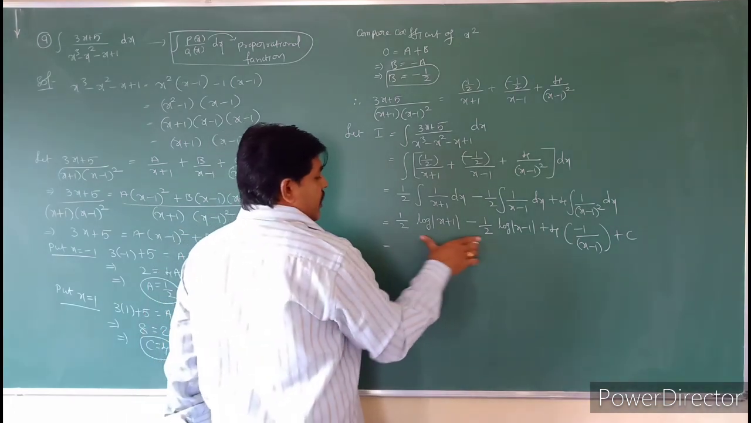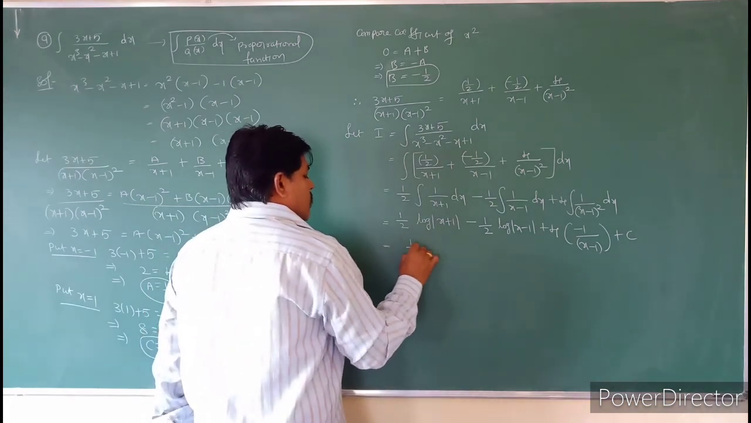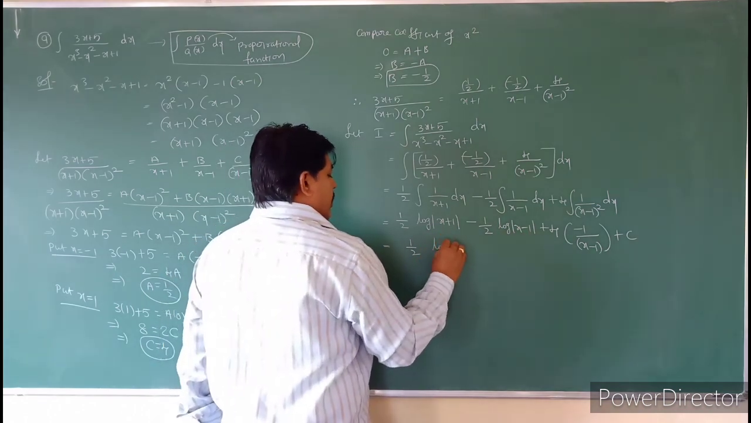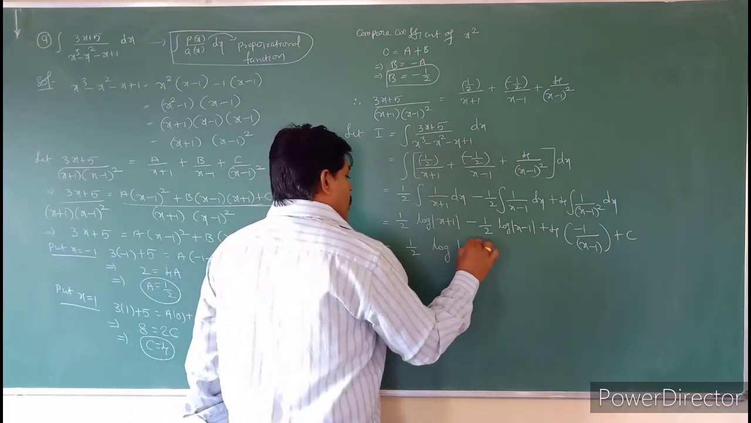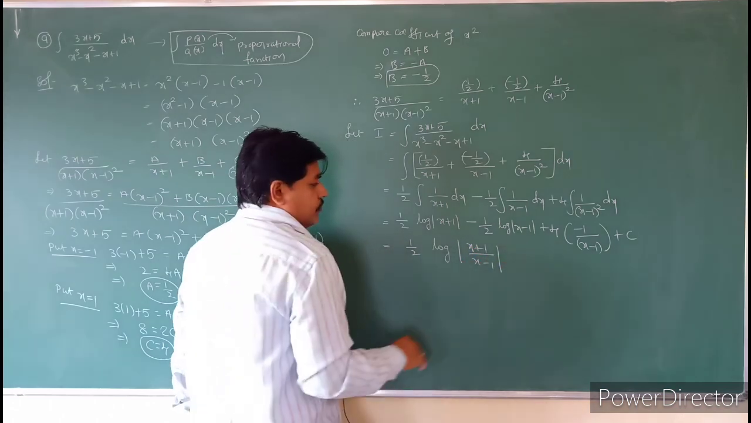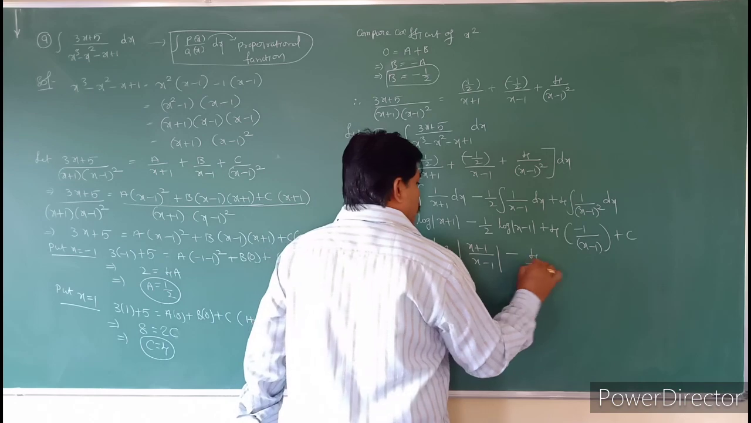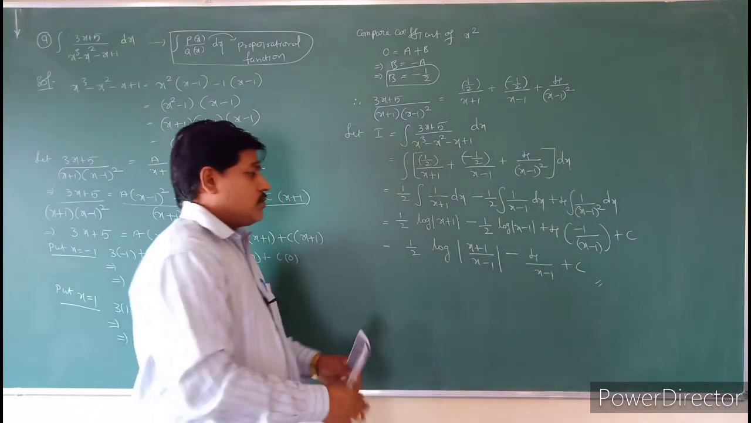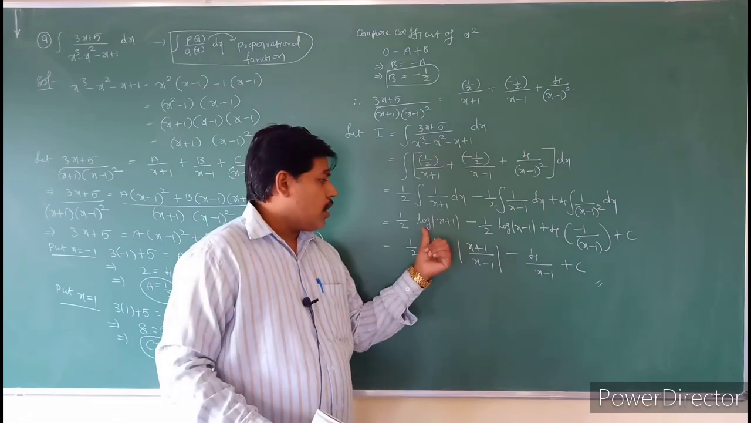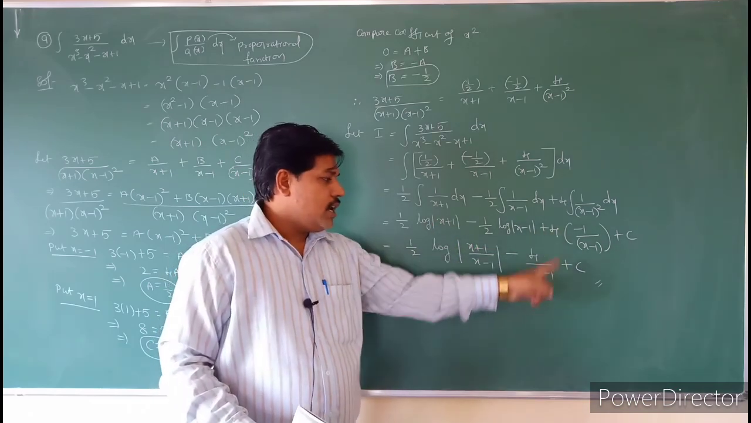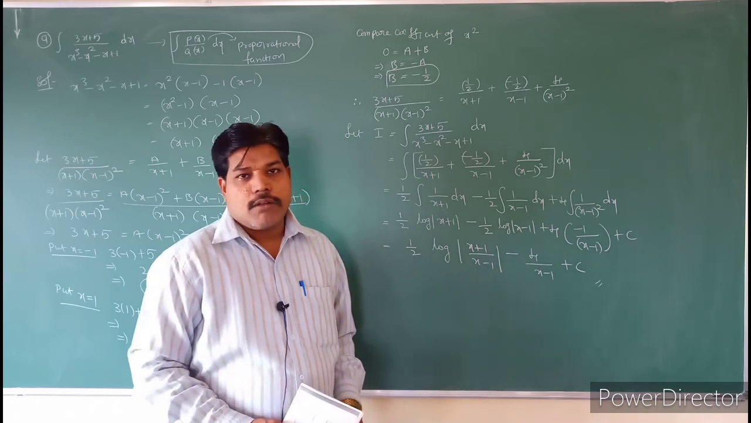So if you take 1 by 2 common, it will become log a minus log b, you can write directly as 1 by 2 log of mod (x plus 1) by (x minus 1) minus 4 by (x minus 1) plus c. Taking 1 by 2 common, log a minus log b becomes log of a by b, minus 4 by x minus 1 plus c.